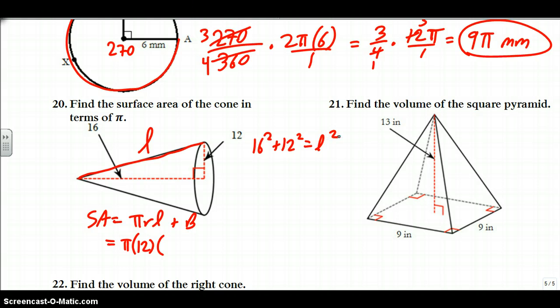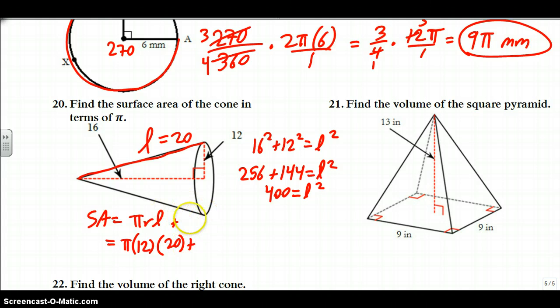16 squared is, again, 256. Plus 12 squared is 144. We all knew that. So L squared equals 400 again, which means L equals 20. How many times can those numbers keep popping up? Plus 1 area of the base.